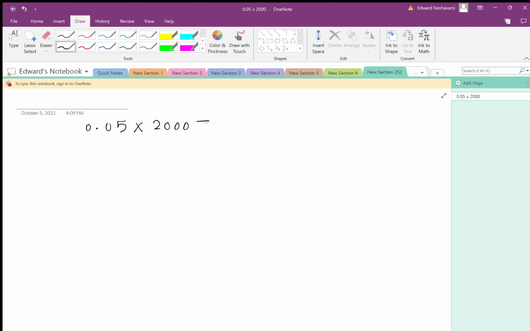This is the number of cows that are sick. We can do this multiplication without a calculator because each zero brings one decimal place to the right. So we can cross out 2 zeros and write 5 times 20, which is 100. So there are 100 sick cows on the farm.